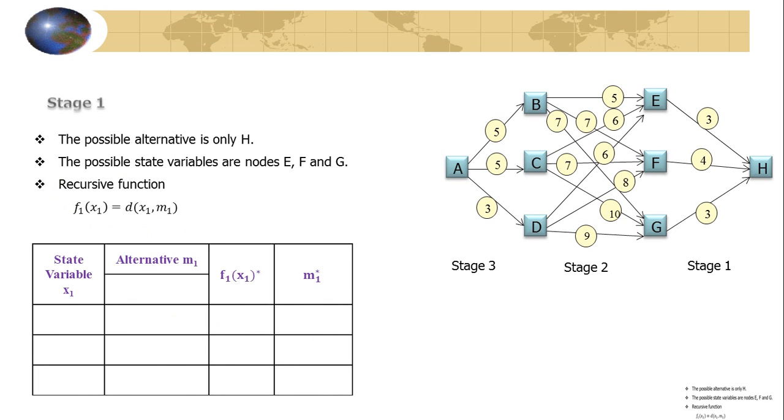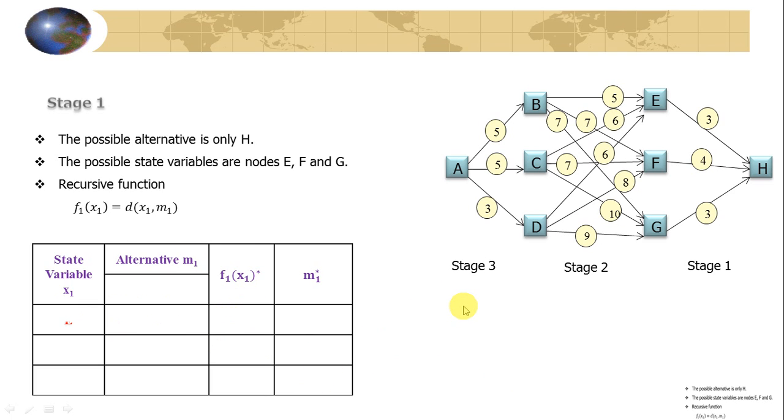Now in this table, the first column represents the state variables x1. The state variables are E, F and G. The second column represents the various alternatives. There is only one alternative, that is H. f1*(x1) represents the stage decision. Amongst these state variables and alternatives, the best decision the sales manager has to take will be written in this column.